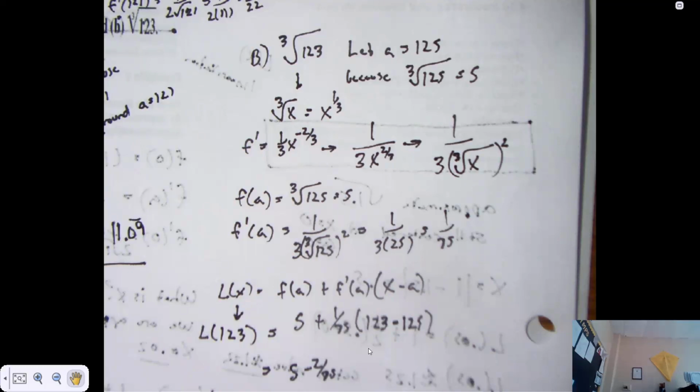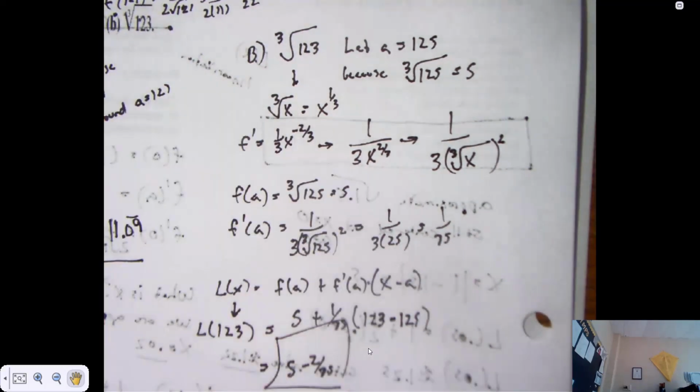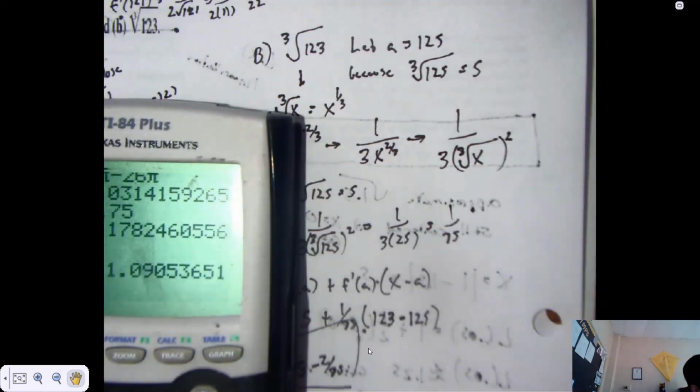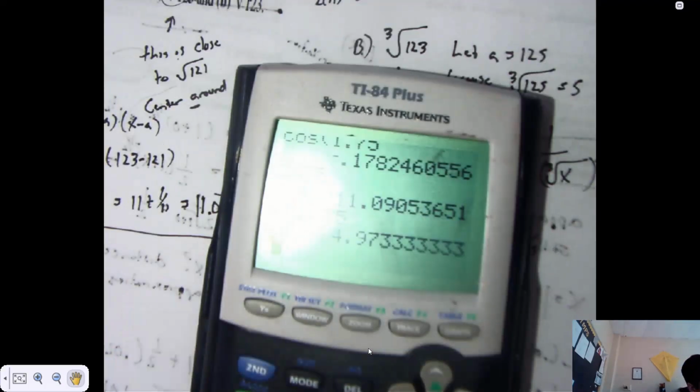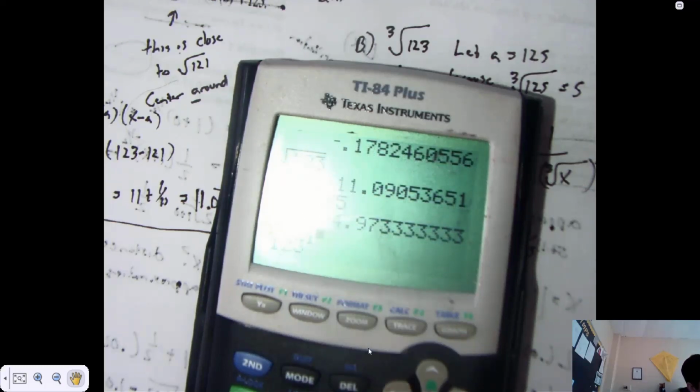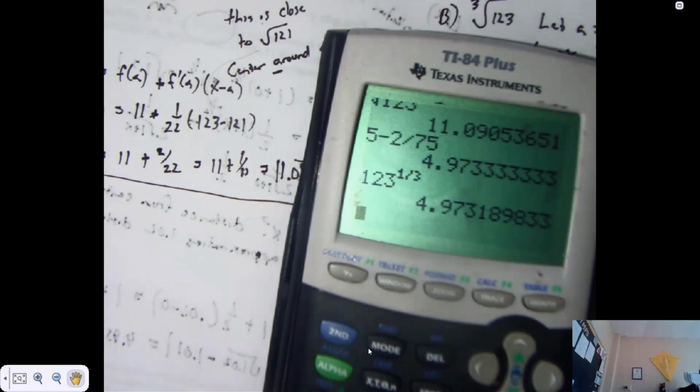I do not know what the decimal for 1/75 is. Let me see if I can get at it another way. 5/75 is 300, 450, 448 over 75. No, I'm still not going to get there. That is the actual answer. I guess I'll approximate it with the calculator. It's like 4.97 with a 3 forever. Now your actual answer is 4.97318. Again, it's ridiculously close.